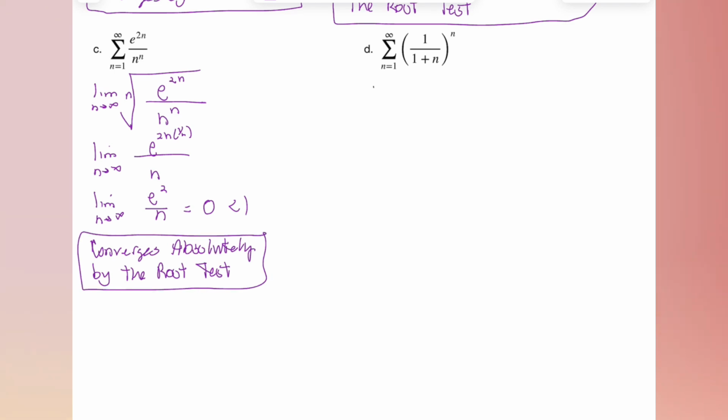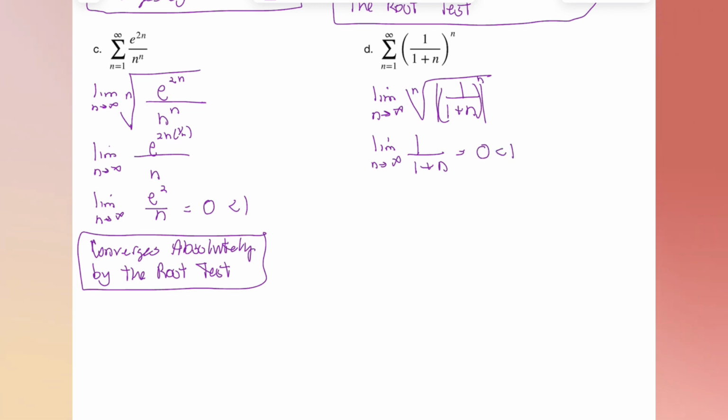All right, looking at our last example here, we're going to do our root test. So again, the limit as n goes to infinity of the nth root of the absolute value of 1 over 1 plus n, quantity to the nth power. The nth power and the nth root cancel each other out. So we're left with the limit as n goes to infinity of 1 over 1 plus n. And so that's 1 over infinity, which is 0. So 0 is less than 1. So this converges absolutely by the root test.